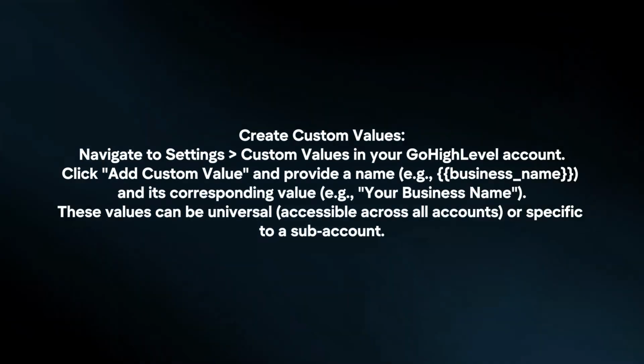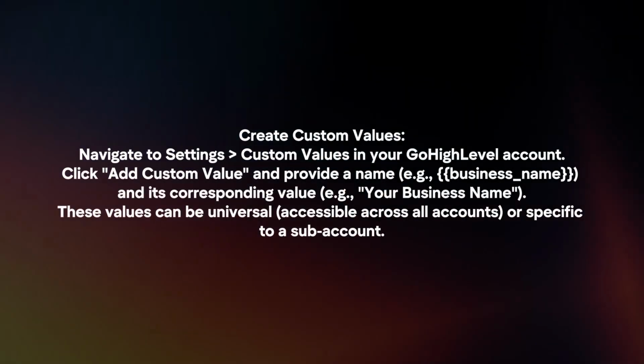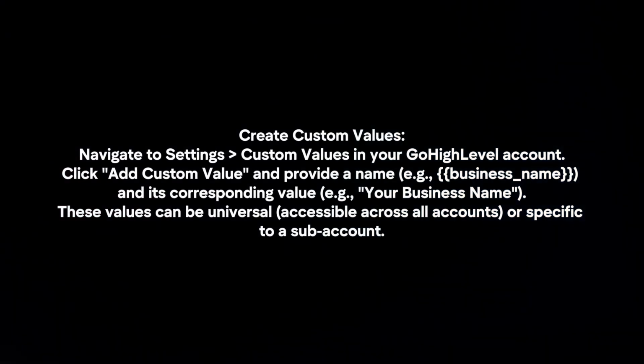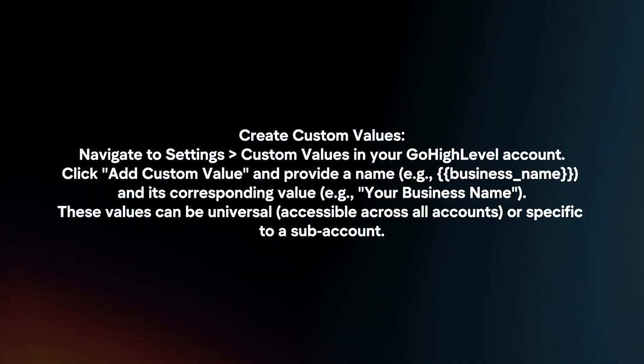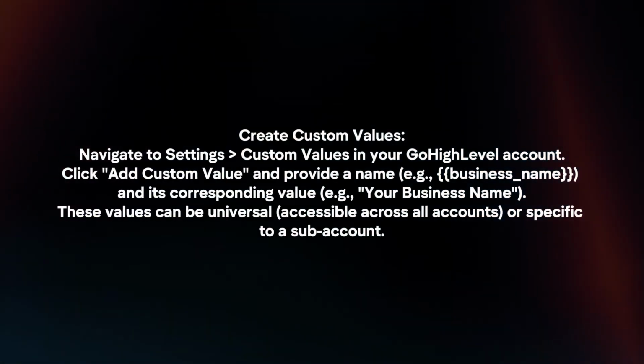Create custom values. Navigate to Settings, Custom Values in your GoHighLevel account. Click Add Custom Value and provide the name and its corresponding value. These values can be universal or specific to a sub-account.